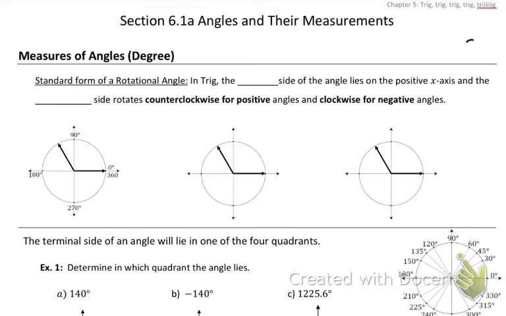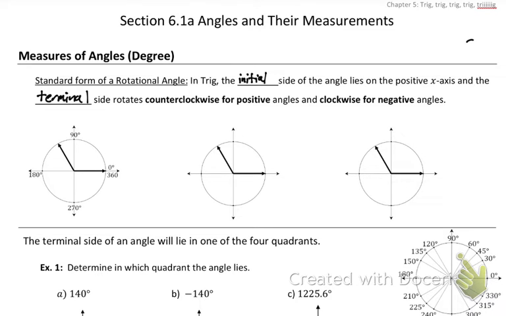In trig, the initial side of the angle lies on the positive x-axis. So it starts kind of like this arrow here, and then it rotates. It rotates until it gets to the terminal side. So it starts on the initial side. So we have an initial side, and we have a terminal side.